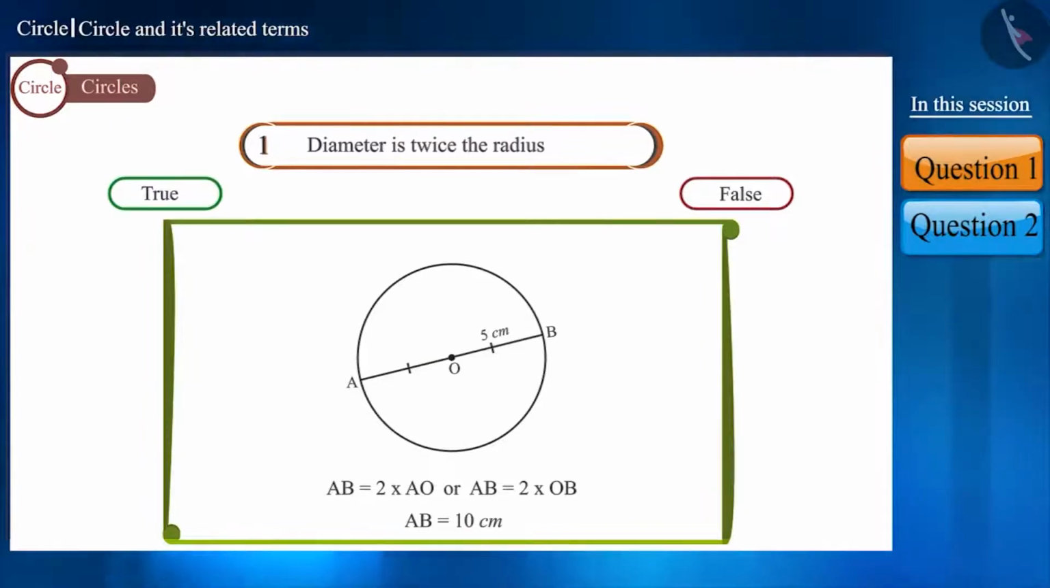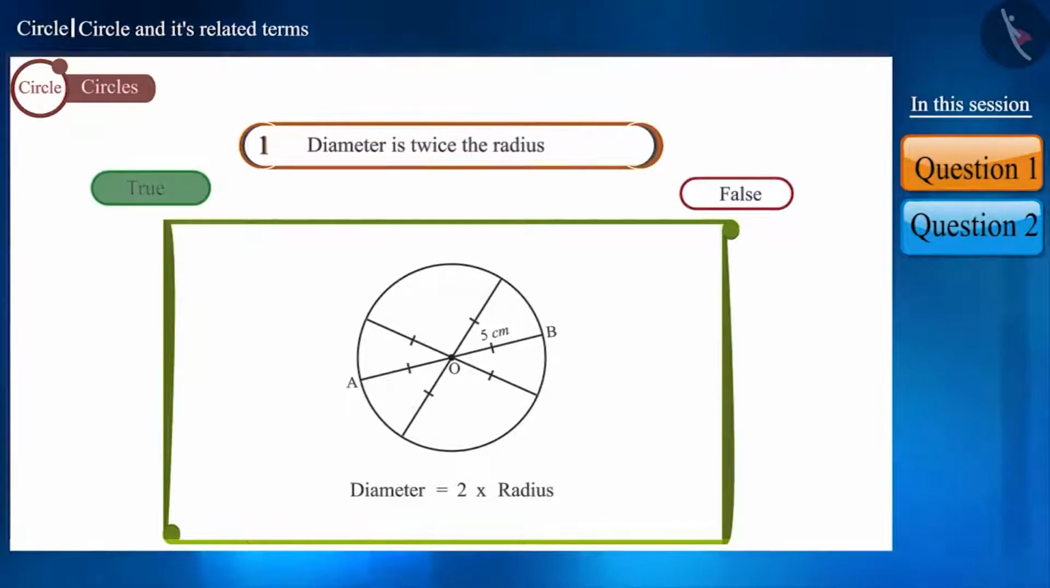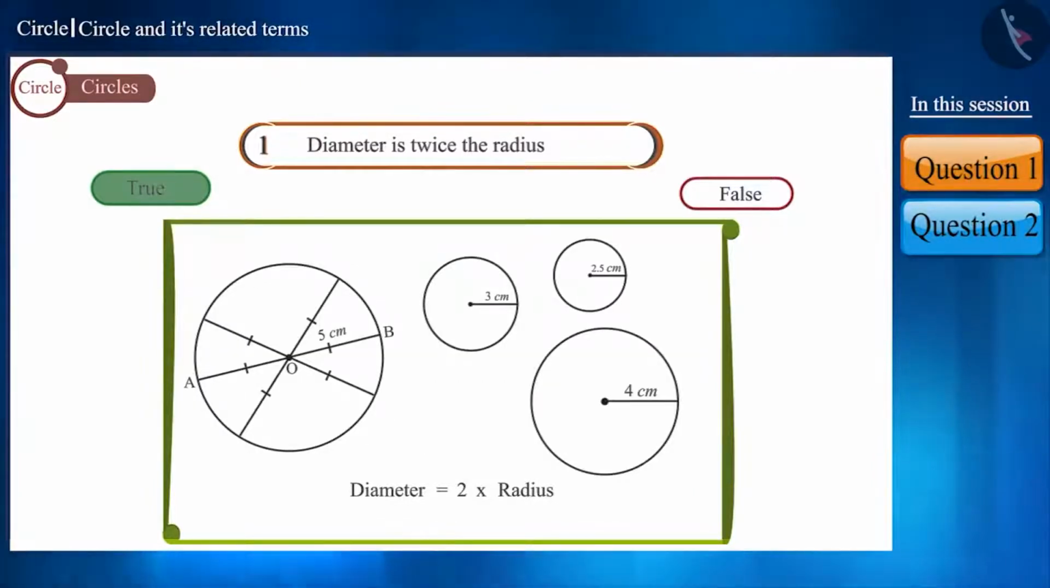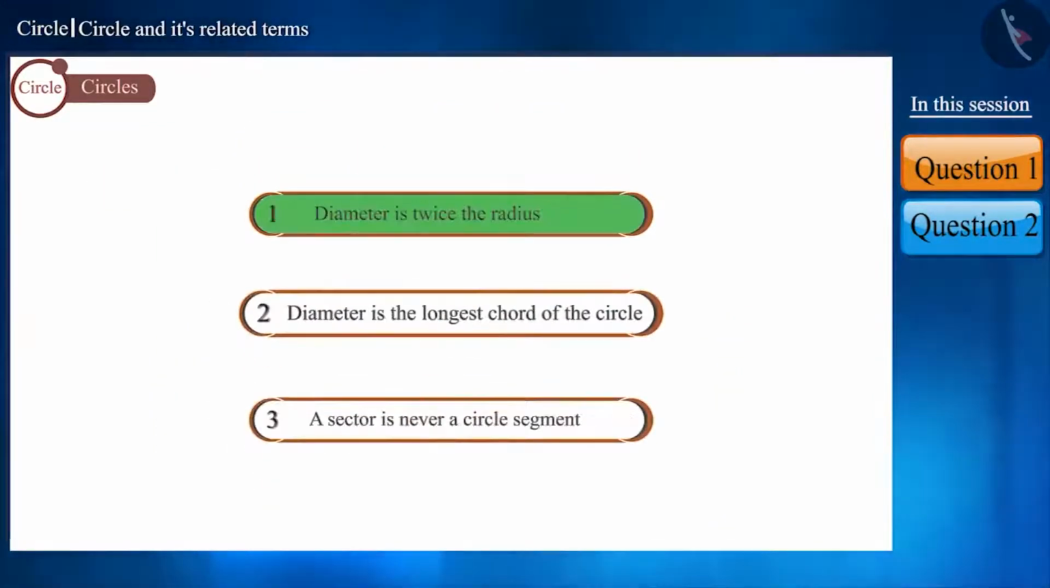Thus, we can say that all diameters of a circle have the same length, which is twice their radius. Therefore, this statement is true. You can pause the video and test this for more circles. Let's move ahead and see the next statement.